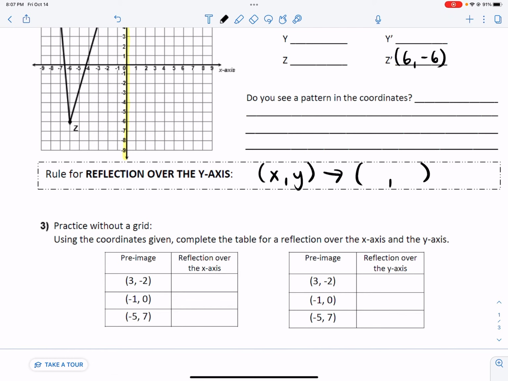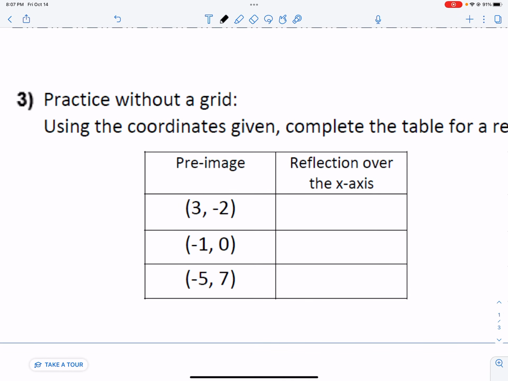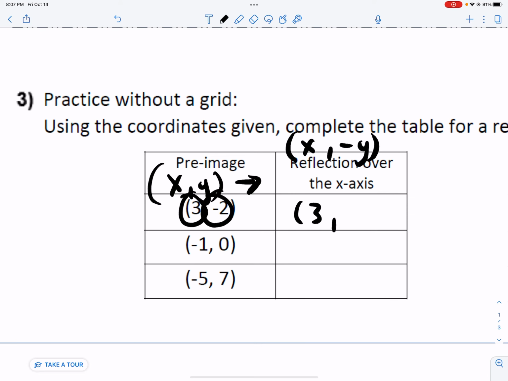Alright, when we're practicing without the grid, we're just going to use the rule of reflection. So reflecting over the x-axis, if the pre-image is 3 comma negative 2, remember it's x comma y becomes x comma negative y. So the x and y stay in the same place, the y value just changes. So 3 comma negative 2 becomes 3 comma positive 2. Let me try that one more time. Now with negative 1 comma 0, the x stays the same. So negative 1 comma, the 0 now becomes a negative 0, which is still 0.